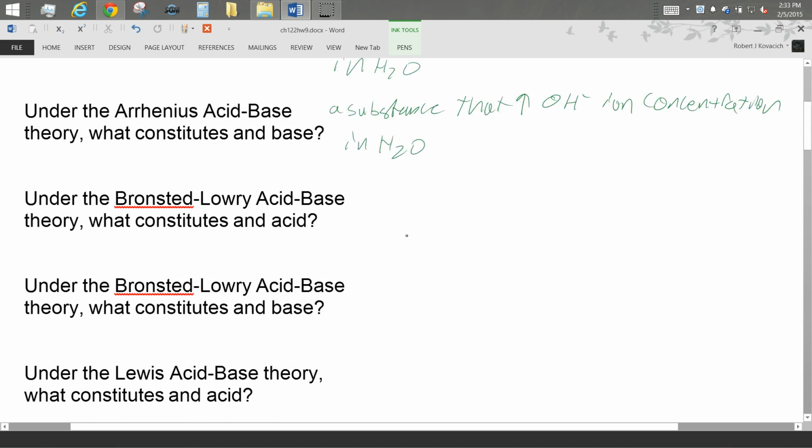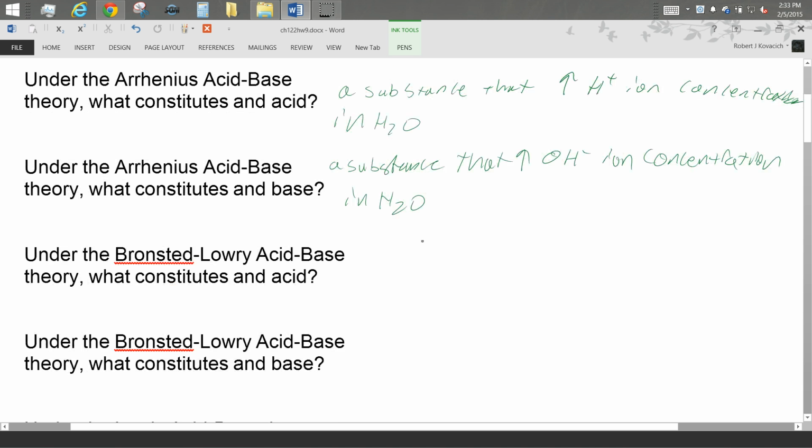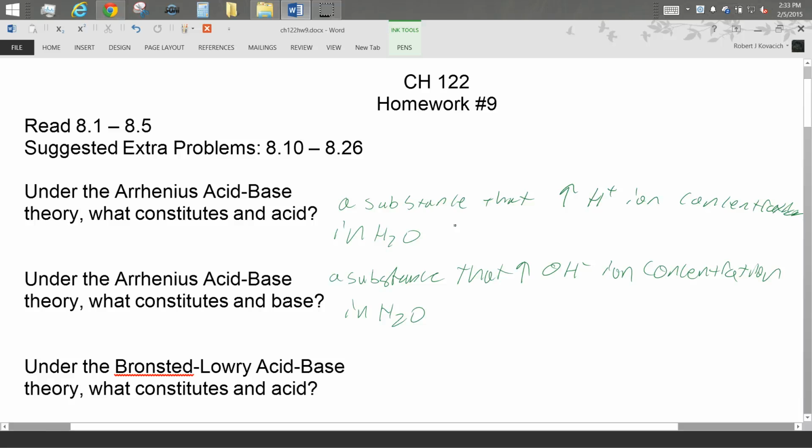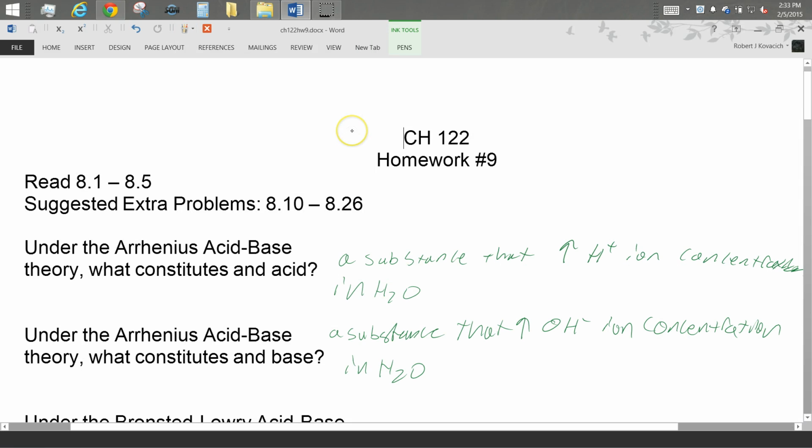It's very important that when we're talking about that particular definition, that we're talking about water specifically.